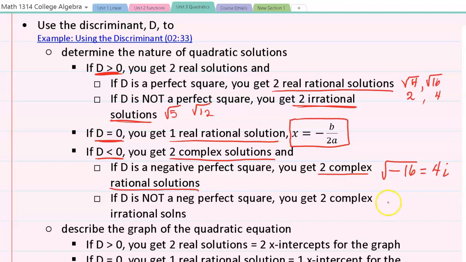However, if big D is not a perfect imaginary square, such as negative 12, we can still get the square root, and it will be an imaginary irrational number. This means that our solutions for x will be two complex and irrational solutions.